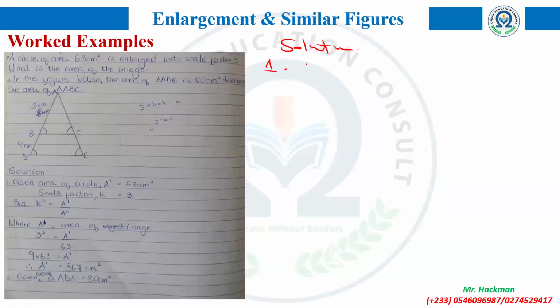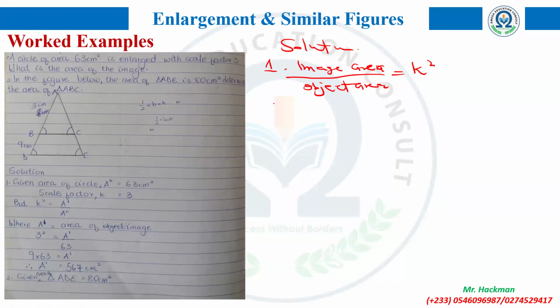You know that your image area over the object area should be equal to your k squared. Do you agree? Or k squared should be equal to this. Before you write this, I expect you to extract the given area of a circle to be equal to this, and the scale factor k to be equal to this. That one you know. The low hanging marks, you can get it, so I have skipped that.